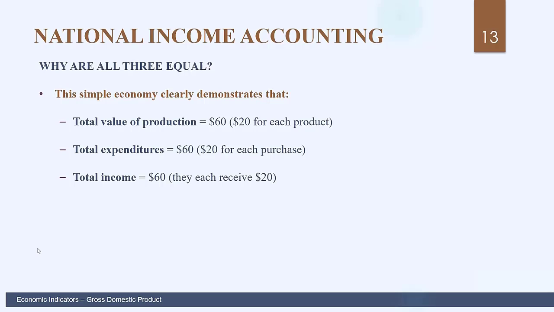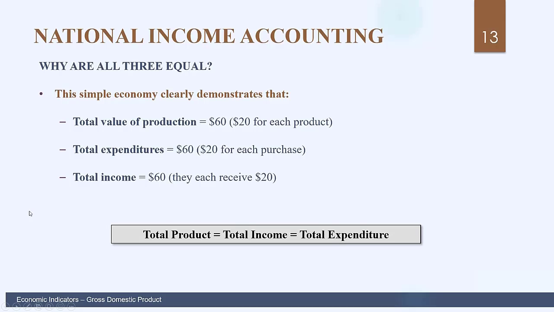Also, what are the total expenditures? Well, they're also $60. We had $20 for each purchase. And what is total income? Well, it's also $60 because each of them received $20 for what they produced. As such, again, we have that total product equals total income and total expenditure.